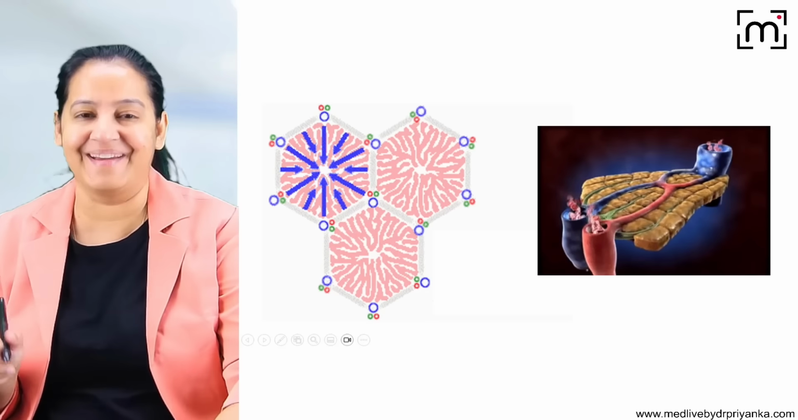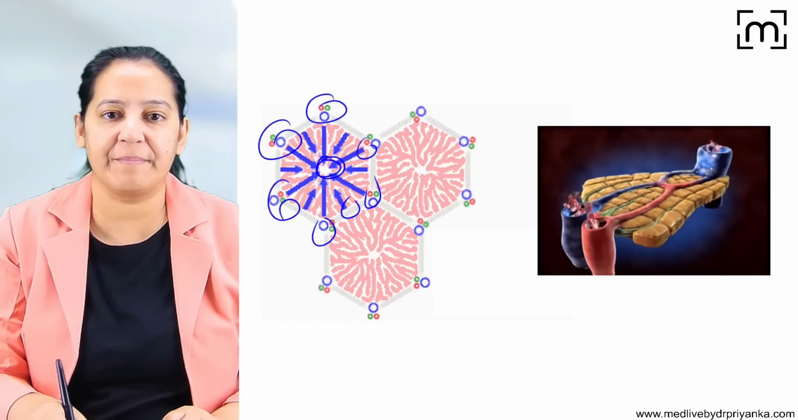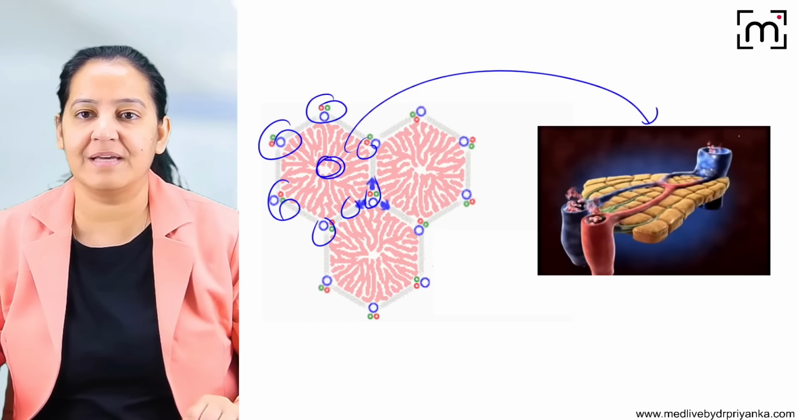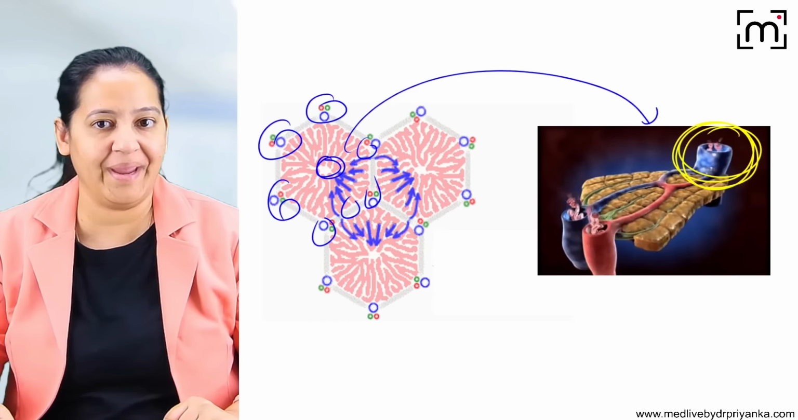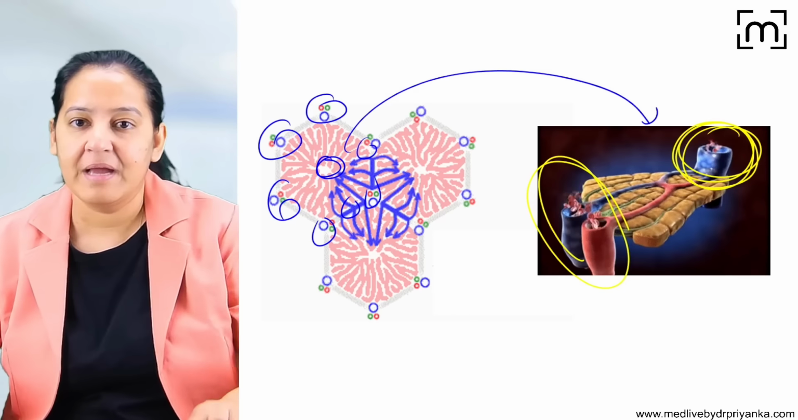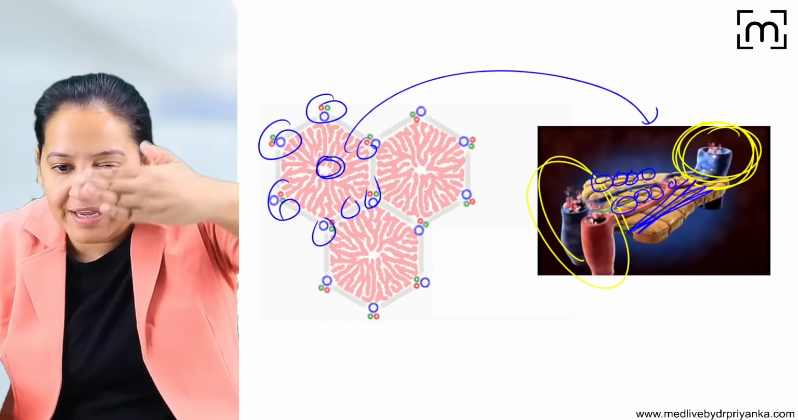So you can see the same here. See the central vein. See the portal triads. See the cords of hepatocyte connecting them. Same you can appreciate here. You all can appreciate this is the central vein or hepatic vein. This is the portal triad. Appreciate the cords of hepatocyte connecting them. These are the cords of hepatocyte I'm talking about.